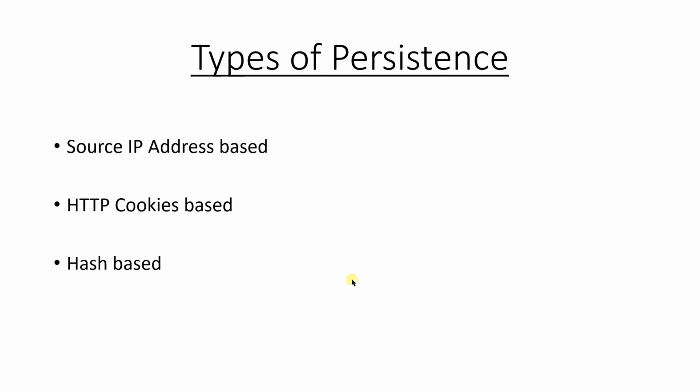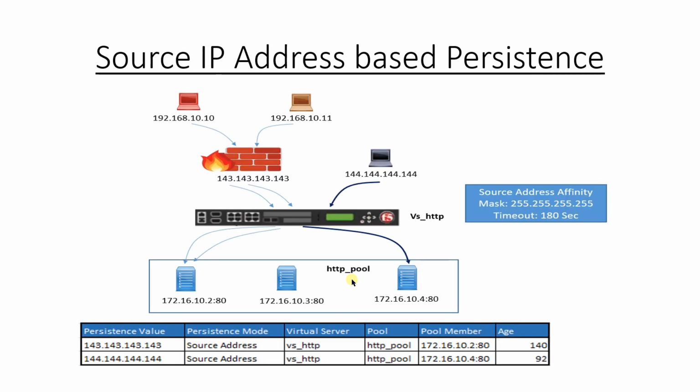So there are different types of persistence: source IP based persistence, HTTP cookie based, hash based. Here comes the first one, source IP address based persistence.